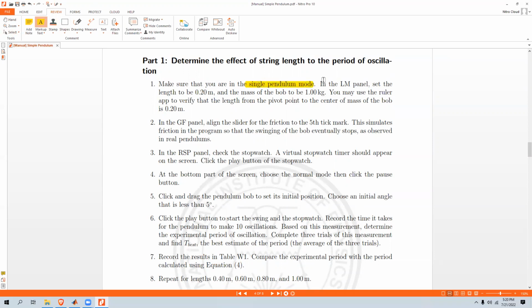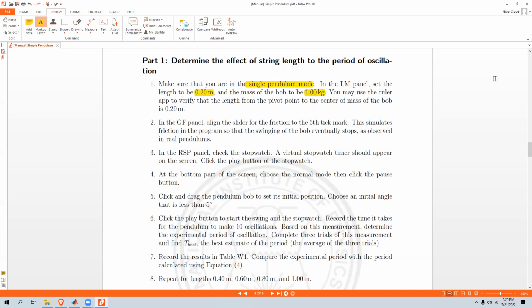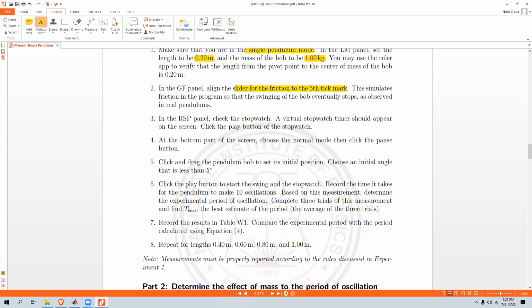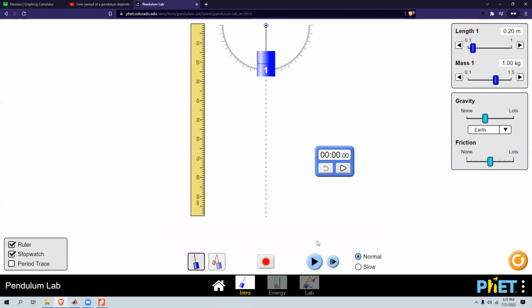In the LM panel, set the length to be 0.2 meters and the bob mass to be 1 kilogram. So I set this to be 0.2 meters and I set the mass to be 1 kilogram. Align the slider for the friction to the 5th tick mark. We have already done this, and this will be applied to the entire experiment. In the RSP panel, check the stopwatch. We've done this. At the bottom right, choose the normal mode, then click the pause button. So we already have the normal mode and the pause button.